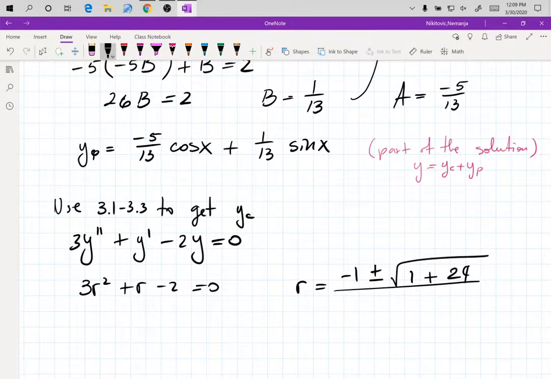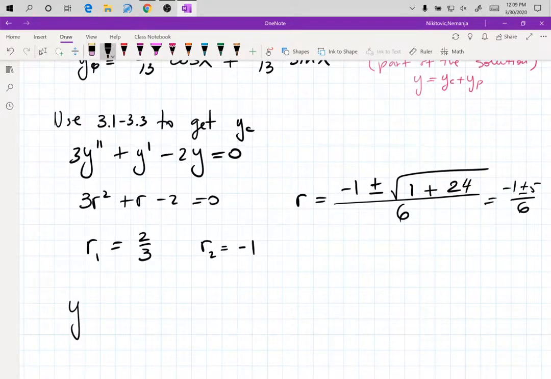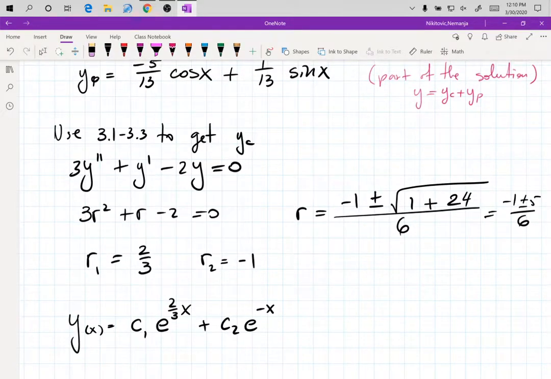Negative b plus or minus the square root of b squared minus 4ac, so it's going to be a plus because of the negative c, 24. Oh, nice. If I didn't mess up, this works out to be 25, which is great. Divided by 6 because it's 2a. This is negative 1 plus or minus 5 over 6. Oh, these r's work out nicely. R1, when we add, that's 4/6, so 2/3. And R2 is negative 1. All right, so the whole solution is y equals C1 e to the 2/3 x plus C2 e to the negative x, and now we have plus our other solution, so it's minus 5 over 13 cosine x plus 1 over 13 sine x. There we go.